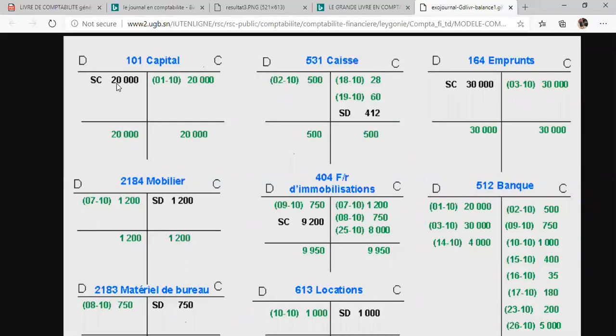You're just really supposed to know the accounts, the nature of the accounts, like if it's class 1. As a petite explication, class 1 are the financement permanent. These are strictly credited, except there are some exceptions, but these are credit accounts. Then we have class 2, which are the immobilisation.